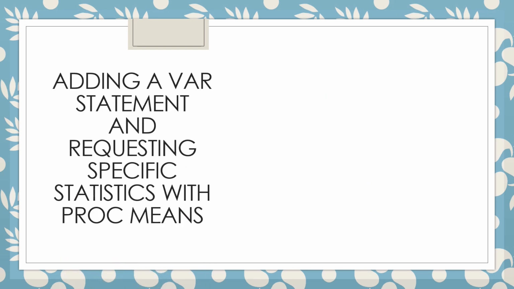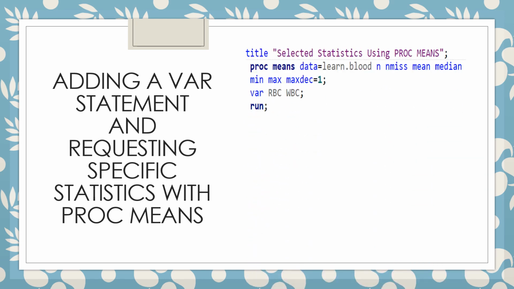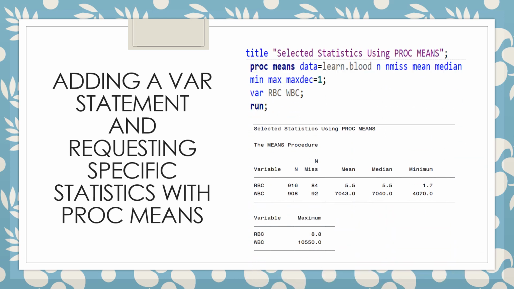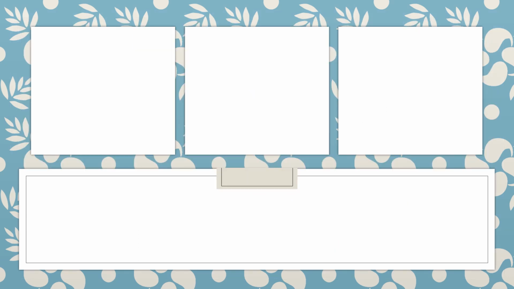Let's see the effect of adding a where statement and requesting specific statistics with PROC MEANS. We now only have the statistics we requested on the variables listed in the var list. Notice that all the statistics are reported to one decimal place due to the MAXDEC equals 1 option. Unfortunately, the number of decimal places we choose is applied to all variables. If we need more control over the printed decimal values for each variable, we can use PROC TEMPLATE.